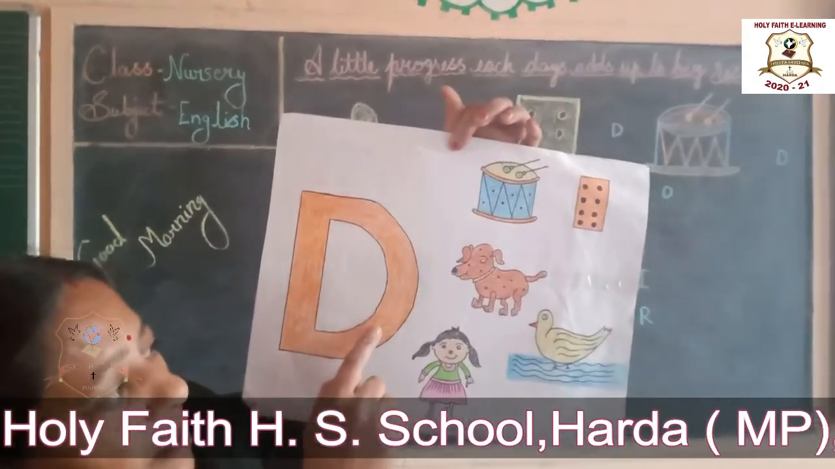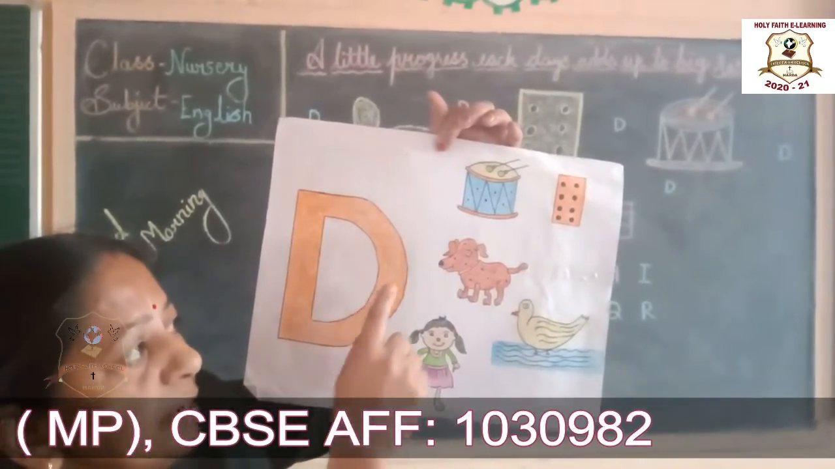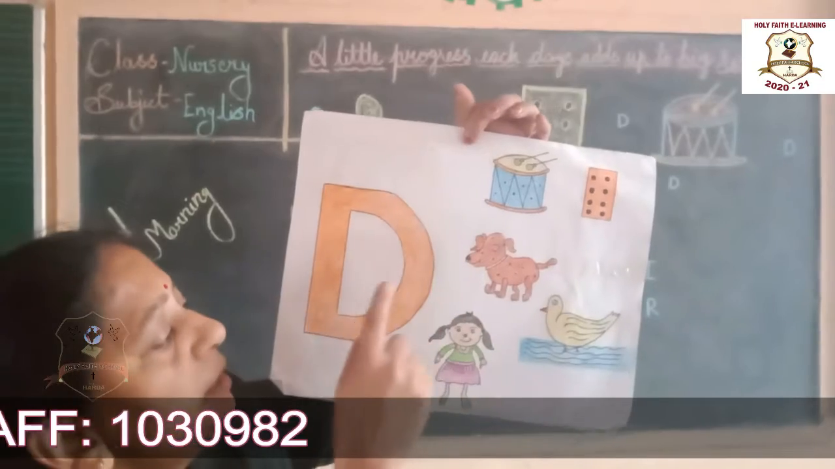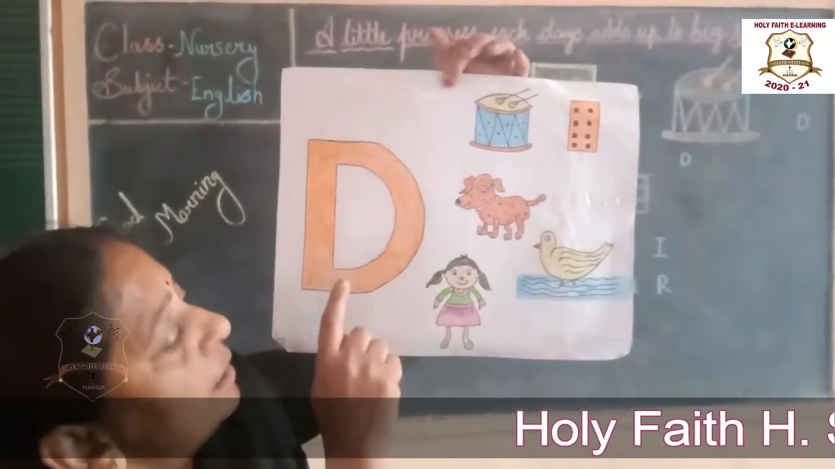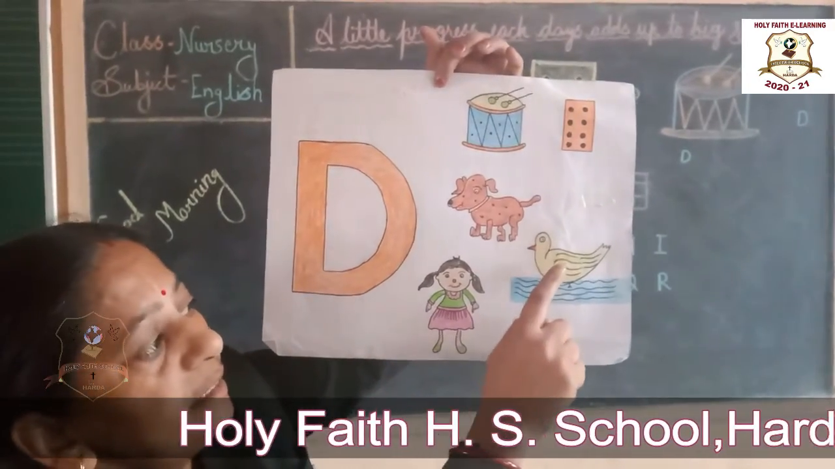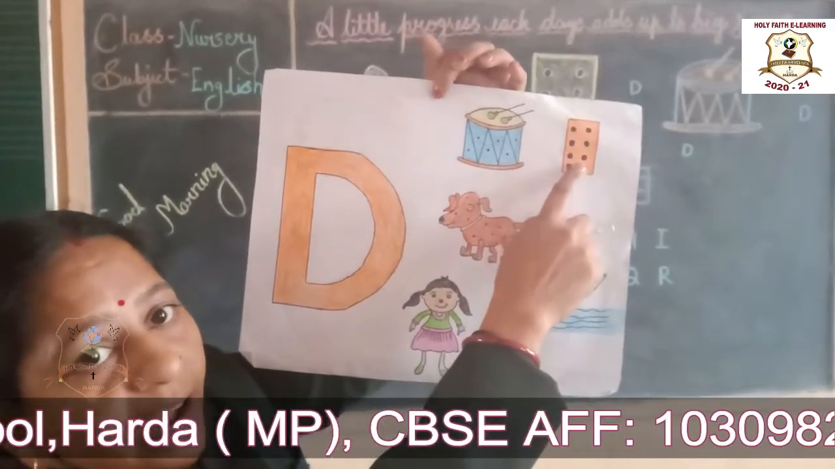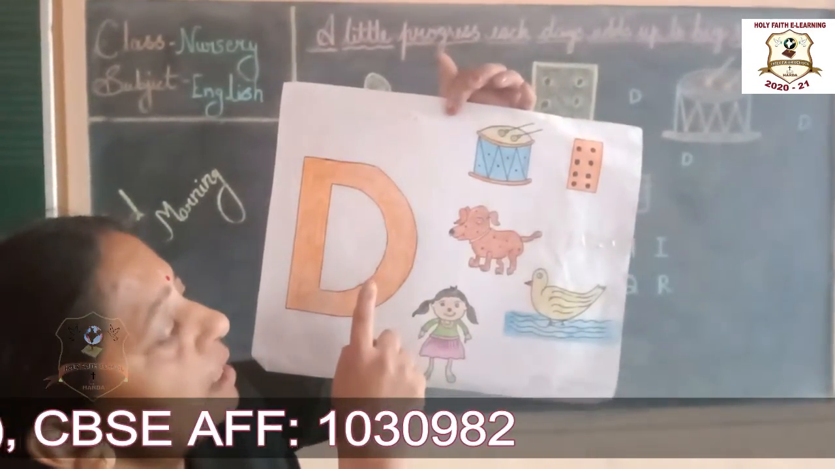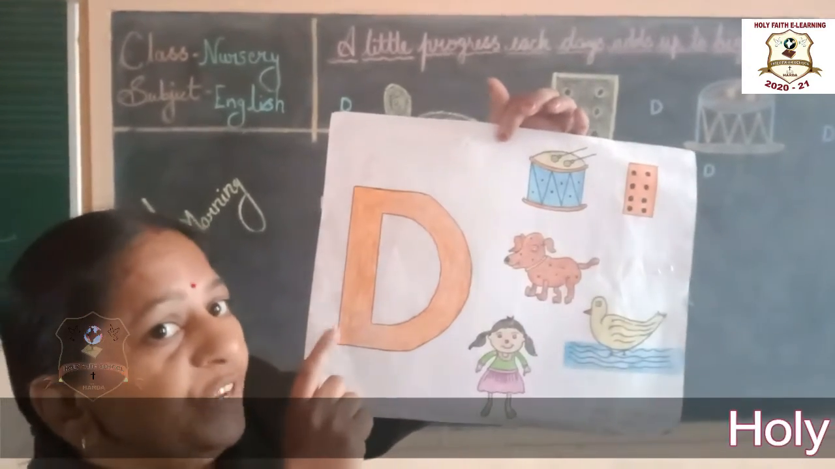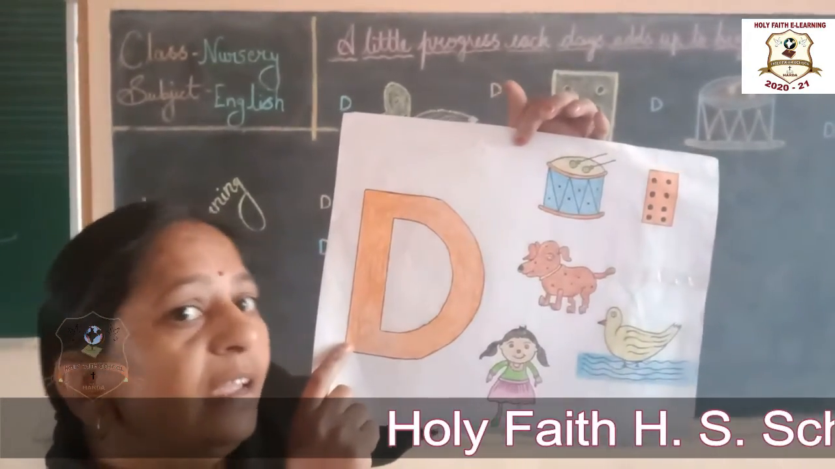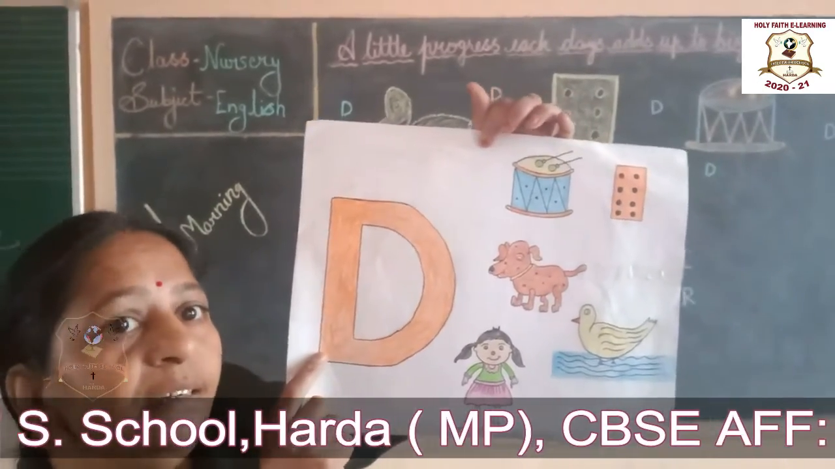Say the dog. The dog. The doll. The duck. The dice. Say loudly, beta. The drum. Okay, so which letter is this? D. And the sound of D is duck.